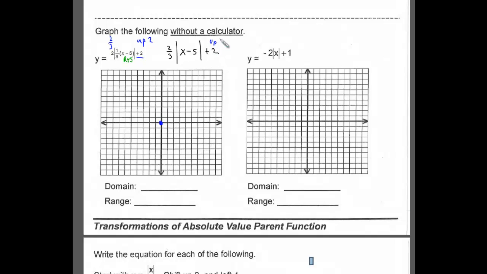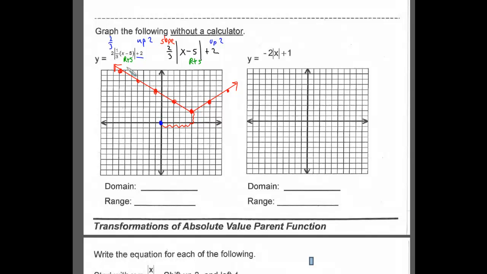So this is moving up 2, right 5. I have a slope of 2/3. So let's move our starting point. It moves right 5, up 2. This is my new beginning point. The slope is 2 over 3. So up 2 over 3, up 2 over 3 in both directions. And we have graphed the new absolute value equation.